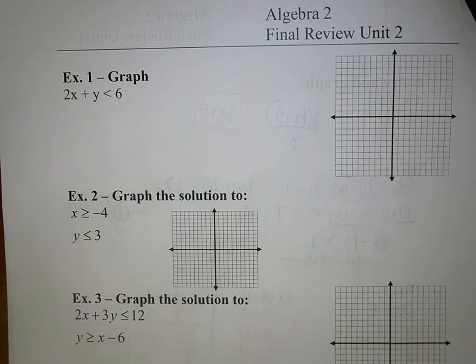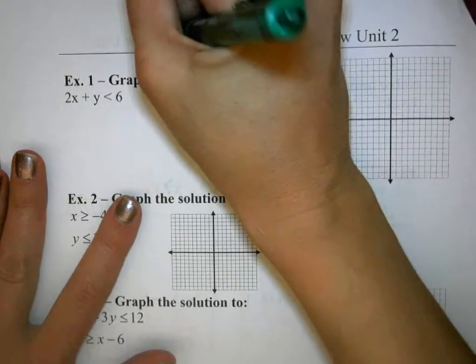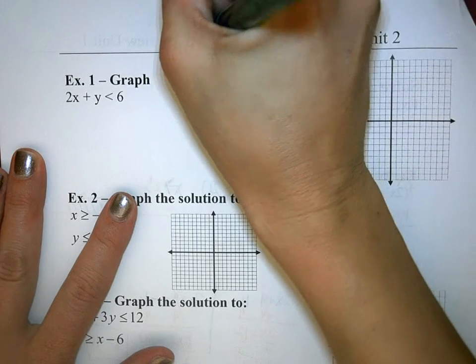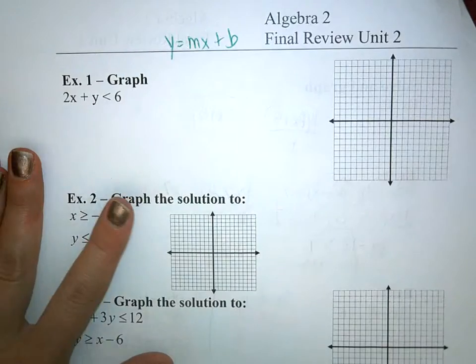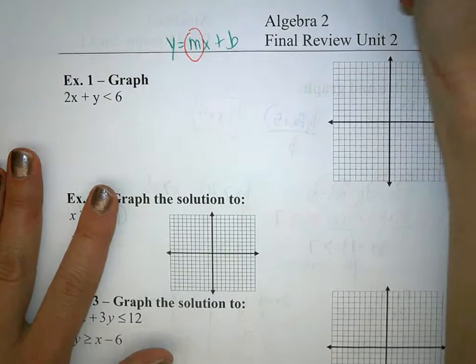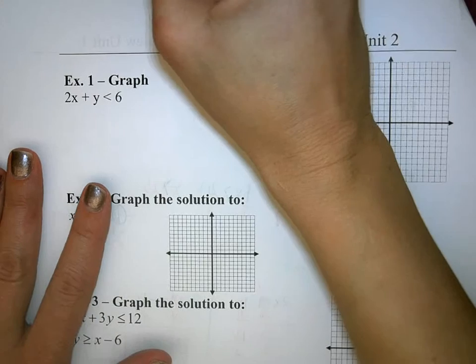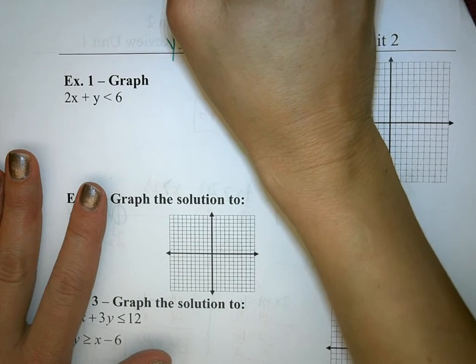Final review, Unit 2. When you're graphing, what's the one thing you should always make sure your equation is written? Y equals mx plus b. Very good. Okay, y equals mx plus b. What does m stand for in regards to y equals mx plus b? Slope is the answer I was looking for.